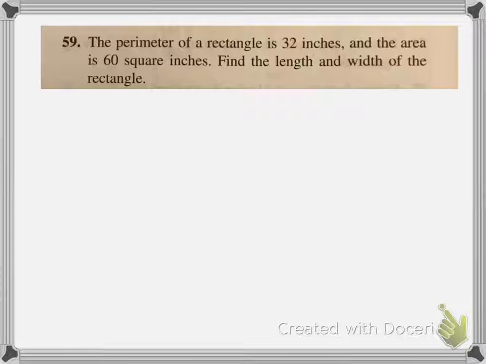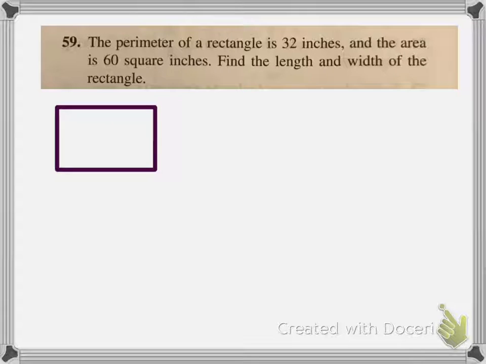Okay. The perimeter of a rectangle is 32 inches, and the area is 60 square inches. Find the length and the width of the rectangle. Okay? We don't know the length and the width of this rectangle. We do know the perimeter, and we do know the area. What is the first thing I should do here? If I don't know what to do next, what's one thing that I can do? Draw a rectangle. There we go. There's my rectangle.